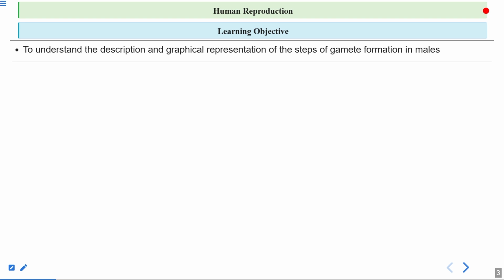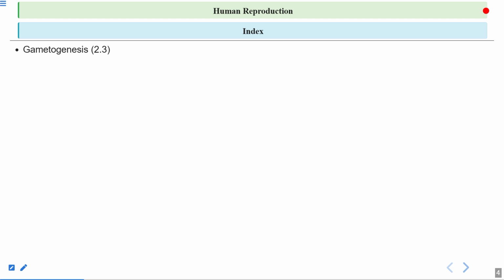I will show you a flow chart in which all the steps of gamete formation in males will be shown. We'll describe spermatogenesis using a graphical representation in which all the steps will be listed. We will understand what the ploidy level of the cells formed during spermatogenesis is. Ploidy level means the number of sets of chromosomes. Clear? So we will be talking about gametogenesis today.